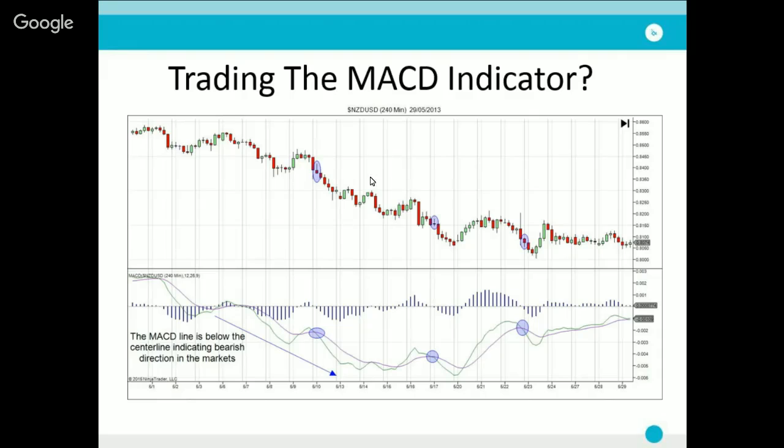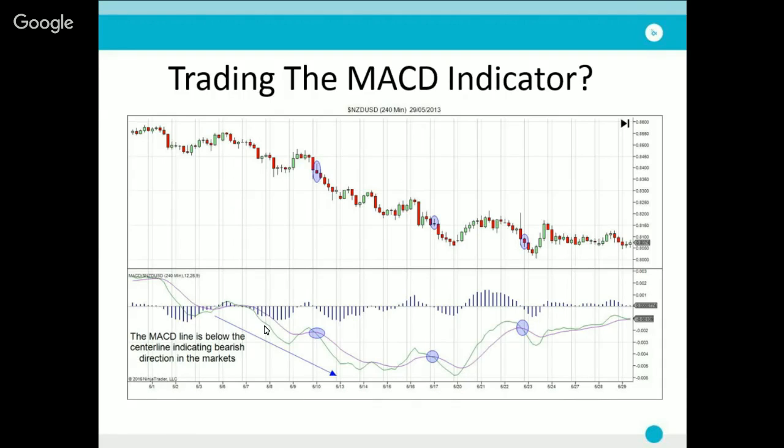Okay, so we've already identified that the MACD line, again, the green line in this instance, crossing the signal line, which is the purple line, if it crosses it to the upside, it's a buy, and if it crosses it to the downside, it's a sell. And then when the MACD line is above the center line, so above the 0 line, as it is here, this indicates bullishness in the market. And then when the MACD line is below the 0 line, as it is here, this indicates bearishness in the market.